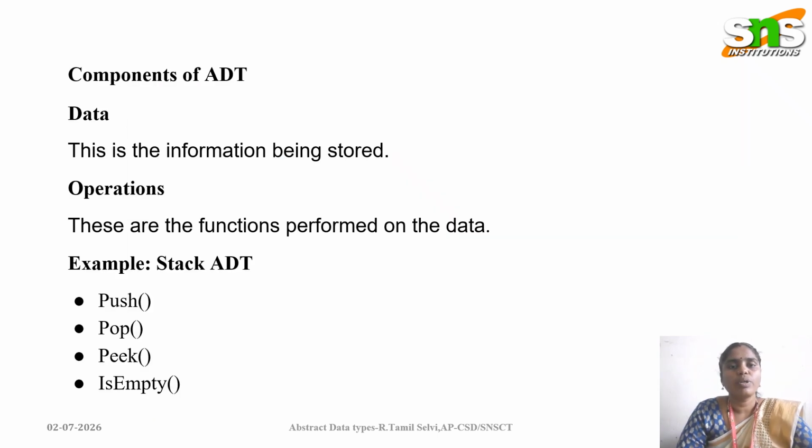So next one, components of ADT. Here, ADT has two components, that is data and the operation. Data means the information being stored, and operation means the functions that are performed on the data. Together, data and operations form the complete ADT. For example, stack ADT has the operations like push, pop, peek, and isEmpty.